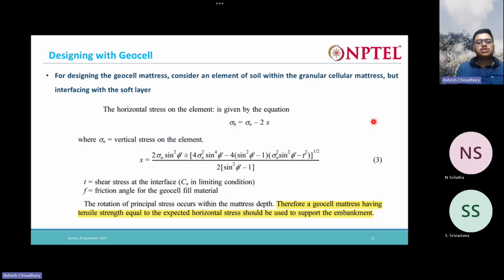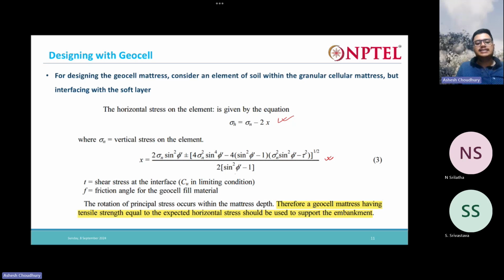The horizontal stress on that element of soil is given by this equation, where sigma n is the vertical stress on the element and x is given by this expression. Now this x is a function of phi. Here phi is the friction angle of whatever soil you are filling inside the geocell. We will be using a good quality granular soil to fill the geocell, right? So this phi prime is the friction angle of that particular soil which you are filling in the geocell matrix.